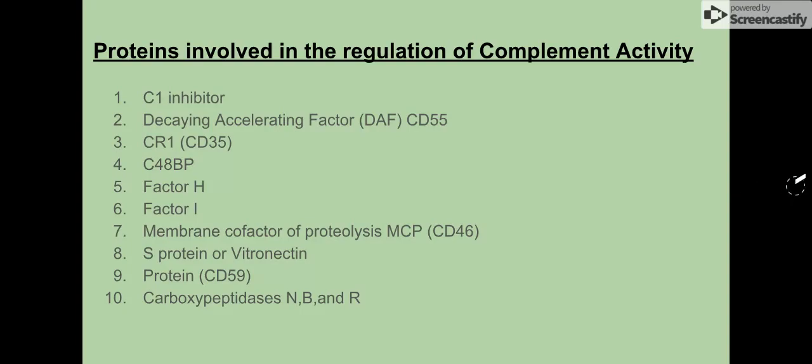And the last one, the carboxypeptidases N, B, and R. The pathways it affects are the anaphylatoxins produced by all pathways, and its function is to cleave and inactivate the anaphylatoxins C3a and C5a.